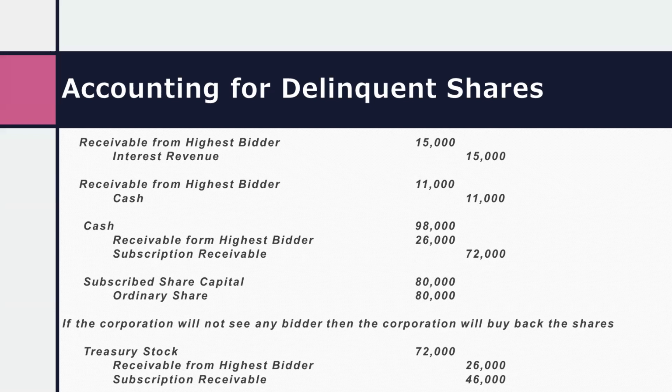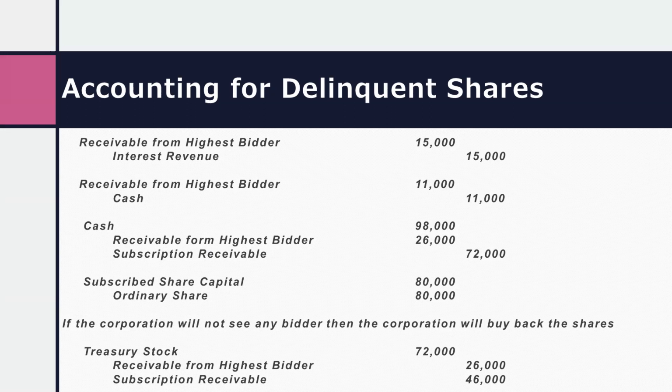Now, when you have collected the amount of 98,000 cash from the highest bidder, in our case, that was Juan, and since our subscription is fully paid, we can now issue our certificates. So, we debit subscribed share capital and credit ordinary shares at 80,000. So, again, 80,000 should be indented.